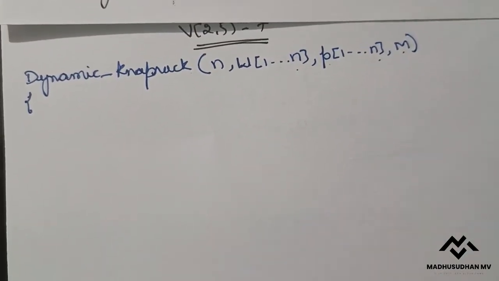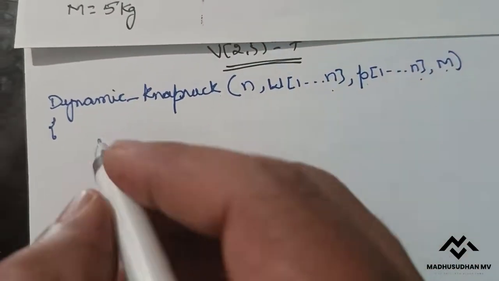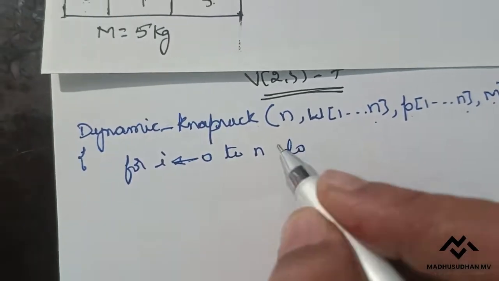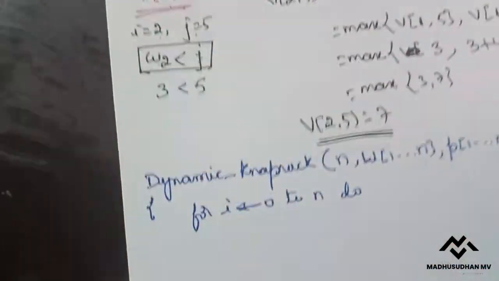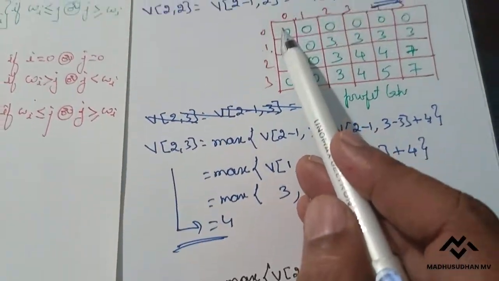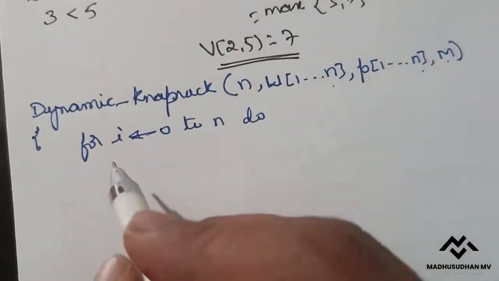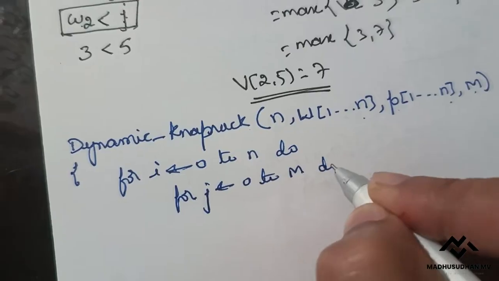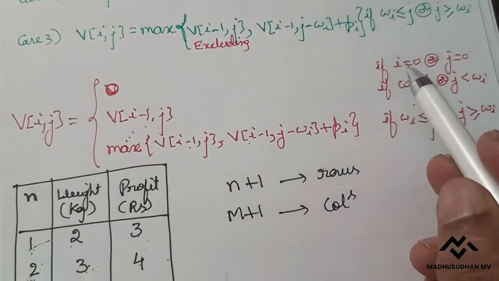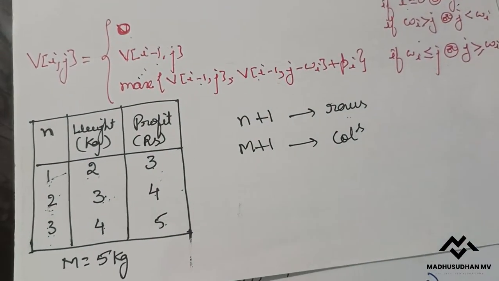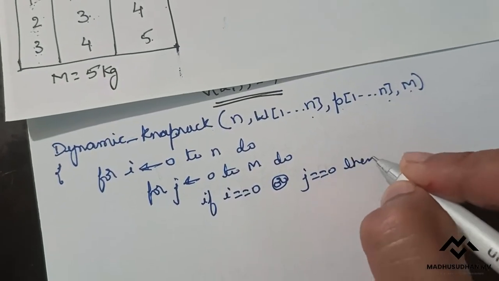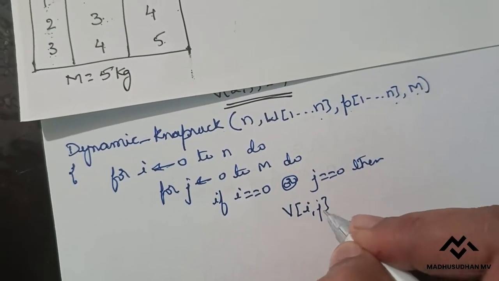Whenever we are doing any operation on a table, we have to use 2 for loops. So I will use for I is equal to 0 to n, for the rows, and for j is equal to 0 to m, for the columns. Now I have to check 3 conditions. First, if I is equal to 0 or j is equal to 0, then V of I comma j is equal to 0.